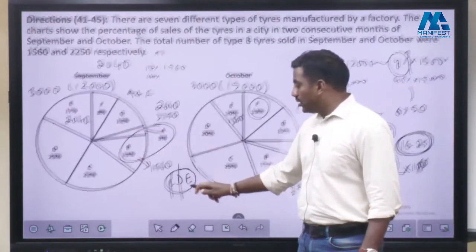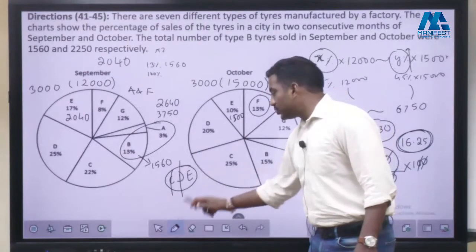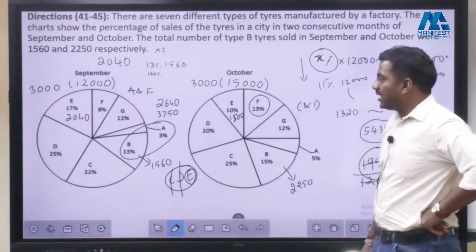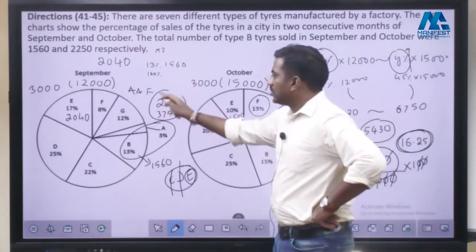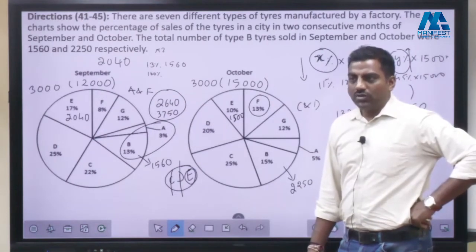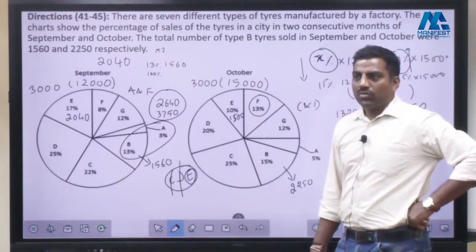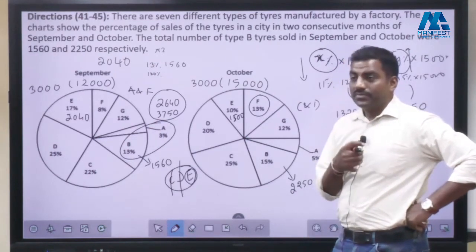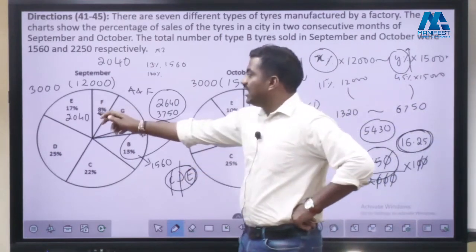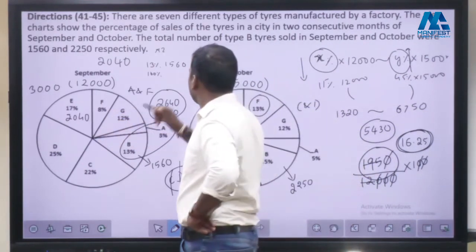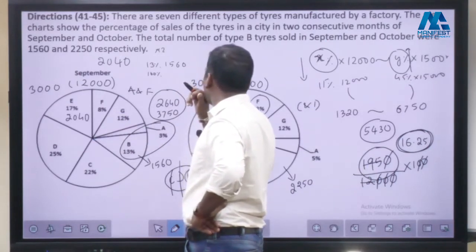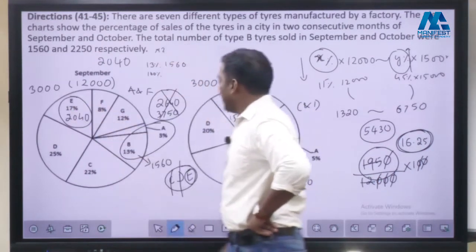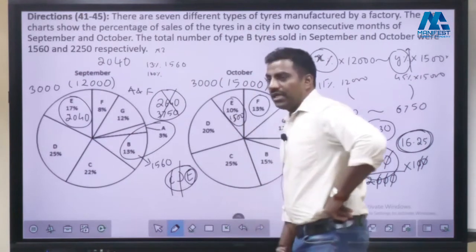Only E has shown the what? E has shown the increase, no? E has shown increase. How much increase? 2640 and 3750 was the count. Yes or no? E, 17% of, sorry. A drop, I'm sorry. 2040 was E and 1500 was E here.